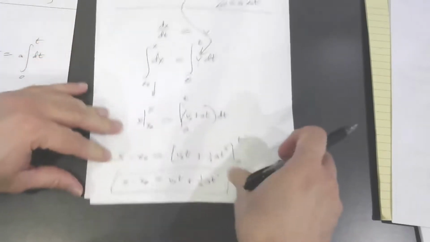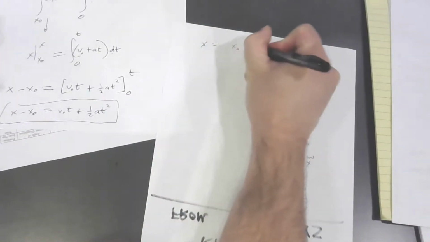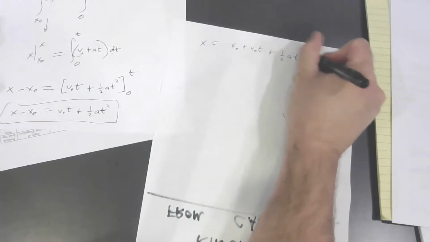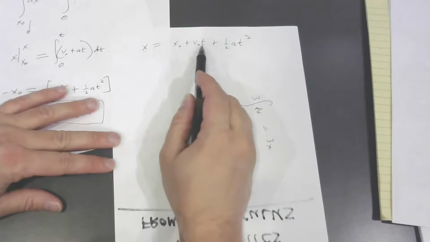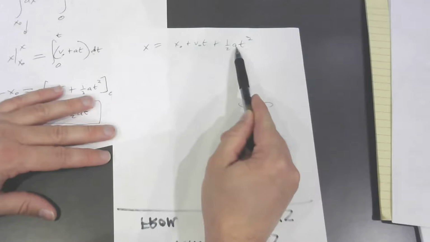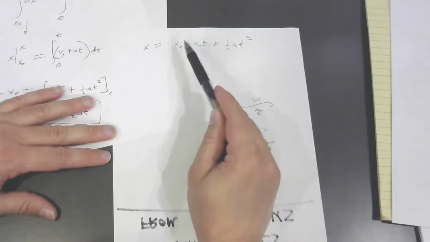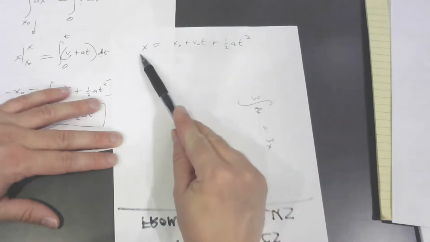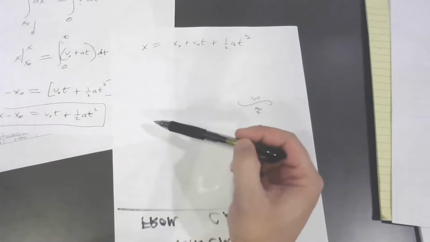So you could write it like this, or it's kind of nice to put the x naught on the other side, and you could say this instead. When you write it this way, it emphasizes that position is a function of time. So given the particle or car's constant acceleration and its initial velocity and its initial position, you can plug in any time and calculate where the particle is at that time. That's what the kinematic equation tells you.